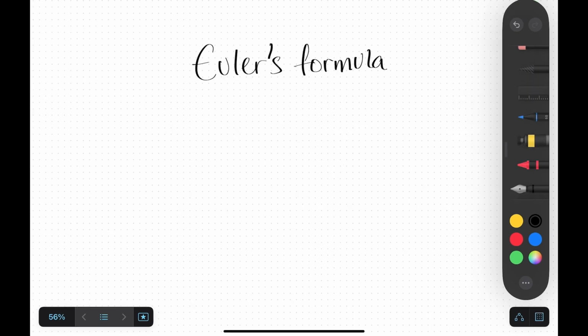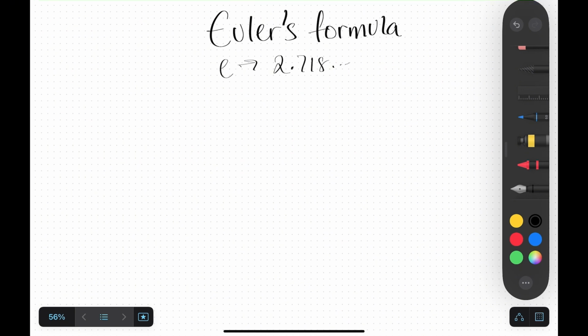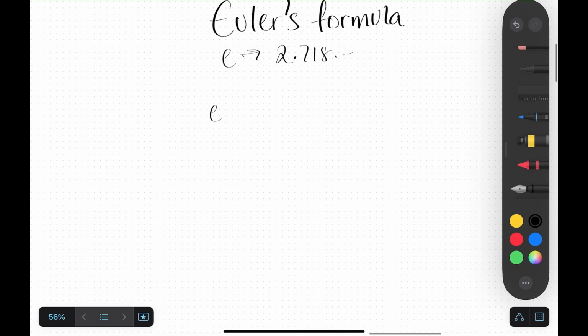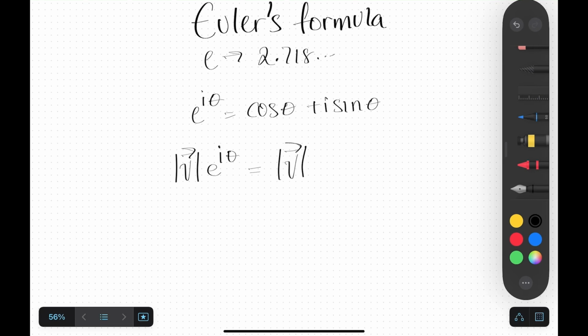Finally, we're going to learn about Euler's formula. Many of us have heard of Leonhard Euler and his irrational number e, which is about 2.718. Importantly, e to the power of i times theta is equal to the cosine of theta plus i sine theta. Remembering the polar form from last section, multiplying both sides by magnitude, we can arrive at the same form.